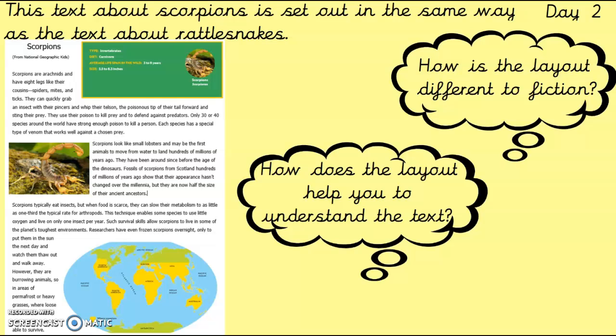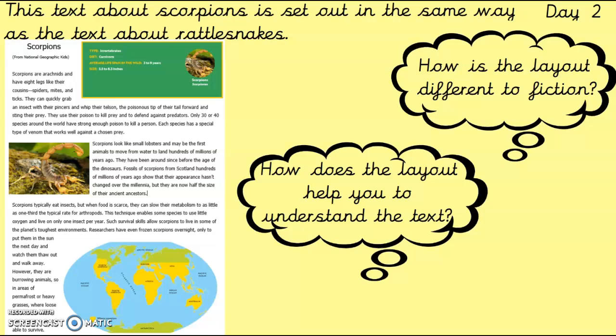Okay, so the layout is different to fiction because hopefully you said it's got pictures or diagrams. Sometimes fiction has illustrations, but generally speaking, in the kind of fiction that we're reading in Year 6, it doesn't usually have illustrations dotted around the page at least. It might have a diagram with labels to help you. In this case, we've got a world map, which is labelled to help us as well. So that's how it looks different. It's kind of more split up, more chunked up than fiction.